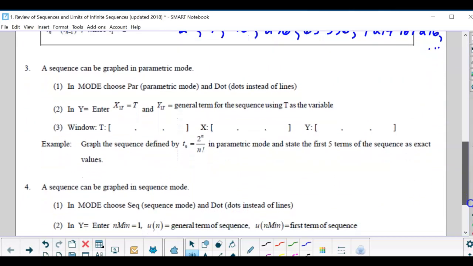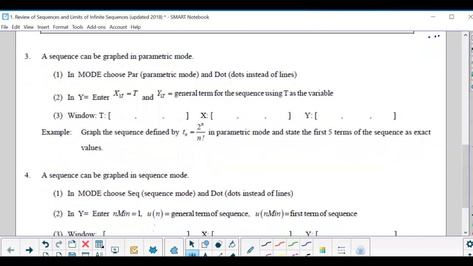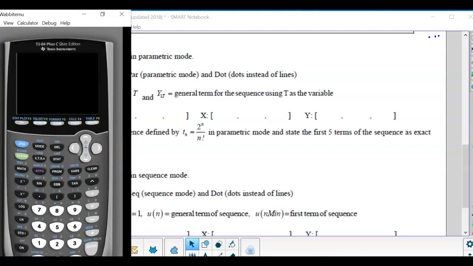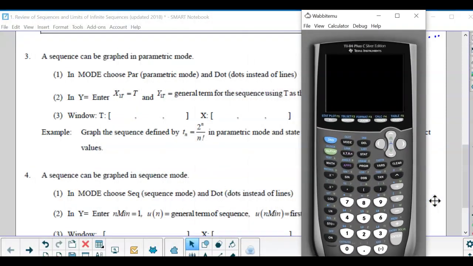What's kind of interesting is you can graph some sequences on your calculator. Not that you're really going to be asked to do this much, but it is nice to understand how your calculator works a little bit more. So get out your calculator. Two ways to do a sequence.